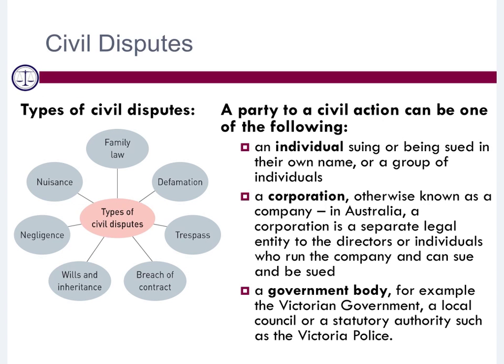There are a number of different types of civil disputes. Here is a diagram which shows a few of the more common ones. Defamation is when someone says something about you that might harm your reputation. Trespass can be either trespass on land, which you are usually more familiar with, or trespass to the person, which could be something like assault or battery. Breach of contract is when you get into a contract with someone and then break it. You could also bring a case relating to wills and inheritance if you have a dispute about the meaning of a will.